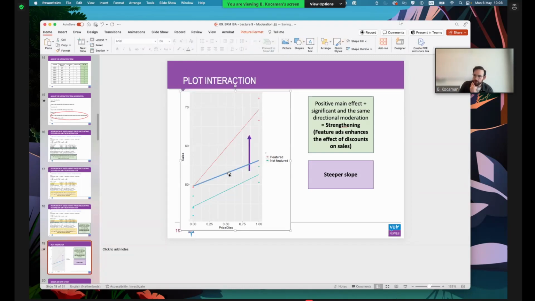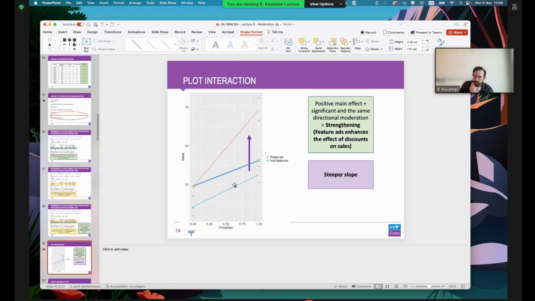So it could have been something like this. So if you see, the slope here is flatter than the not featured case, and the slope here is actually the exact parallel. If these two lines are parallel, then the effects are the same. The effect of price discount on sales per unit increase of price discount would be the same.